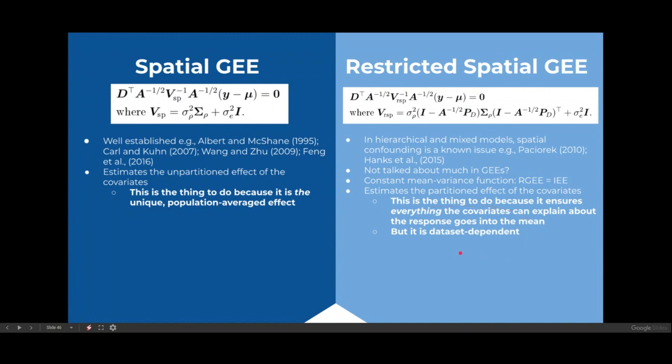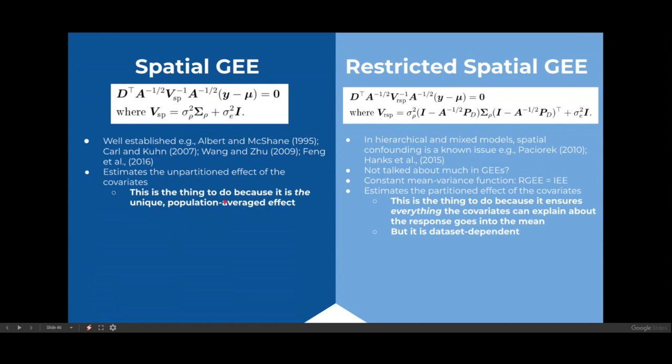And this, you could argue, is a bit of a drawback, because maybe the argument is that the GEE should actually be estimating the unique population-averaged effect. And if you want to estimate the unique population-averaged effect, then you should be estimating beta, because beta, at least in general, doesn't change with the data set, the covariance, or the spatial locations. It's just that unique effect. So by this reasoning, you should be estimating the unpartitioned, unrestricted effect, and therefore you should be using the unrestricted spatial GEE.